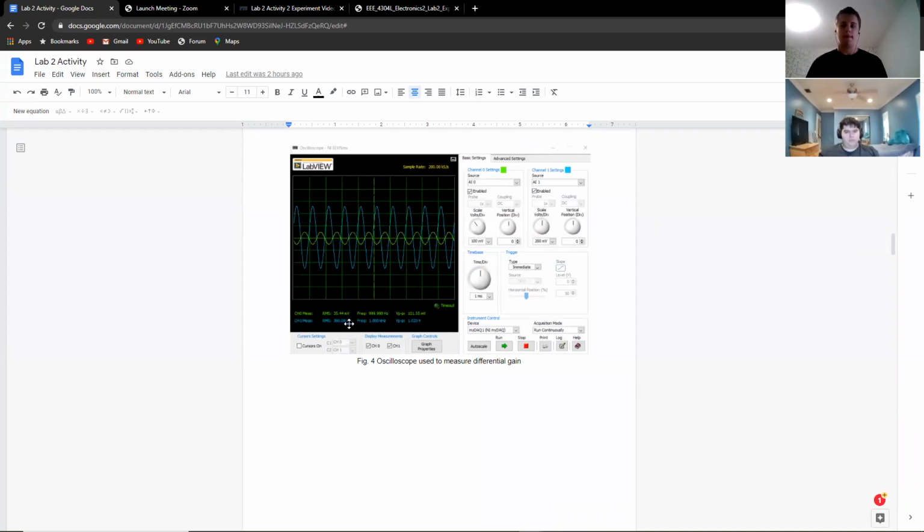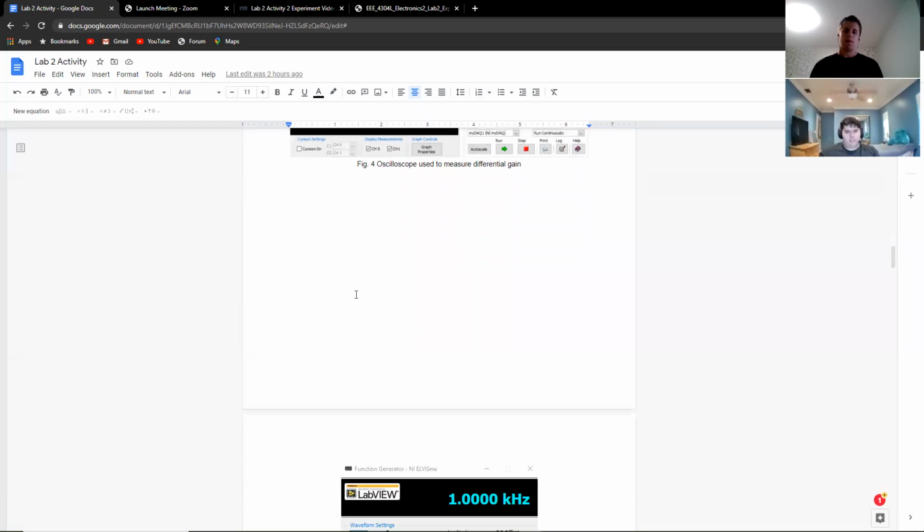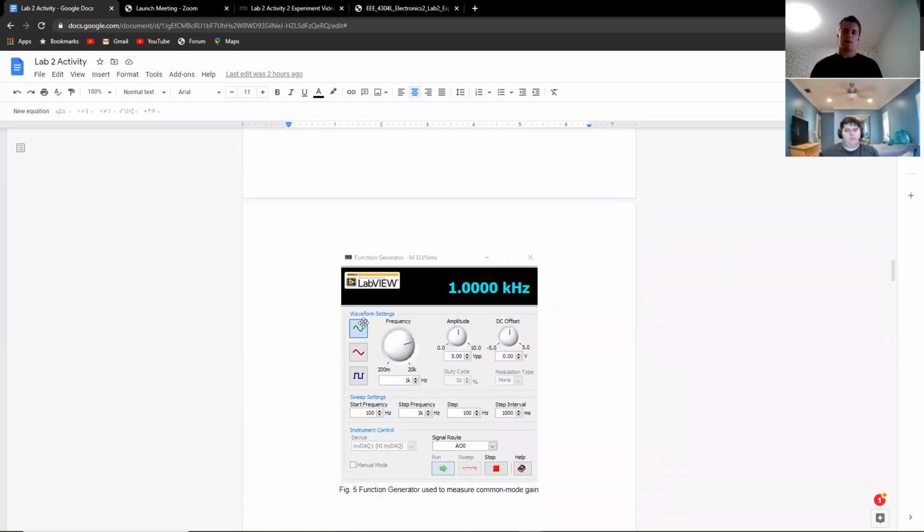where here is the RMS value of 35.44 millivolts and an RMS of 360.08 millivolts for the output. That would give us a gain of approximately 10. I'll show the exact value in a moment.